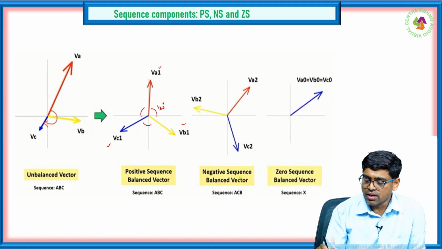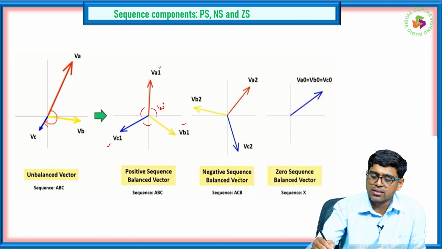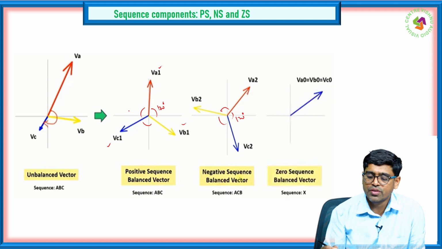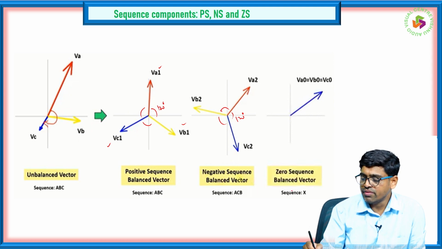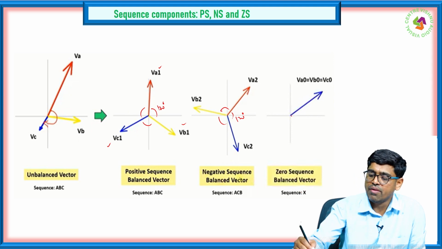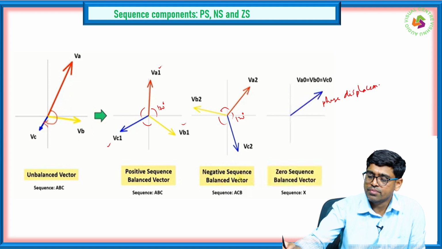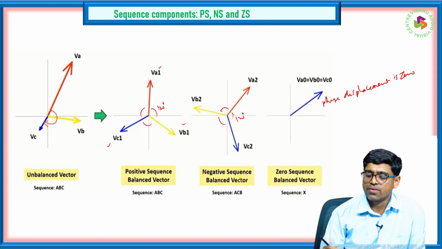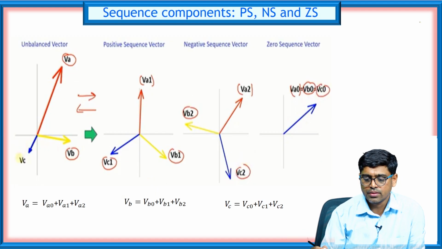And the negative sequence component, we have VA2, VB2 and VC2. So it again has 120 degrees displacement, but opposite to the original phase sequence. And the zero sequence of a balanced vector has all components with the same magnitude and there is no phase displacement. The phase displacement here is 0. So that is the case for the zero sequence component.